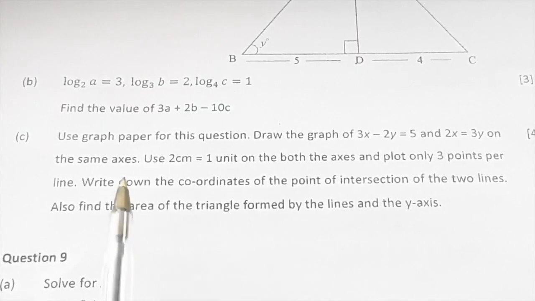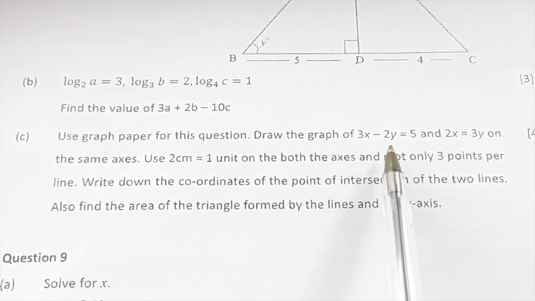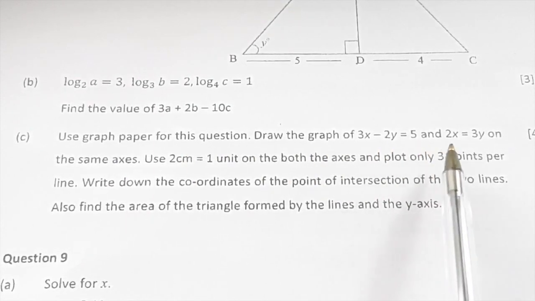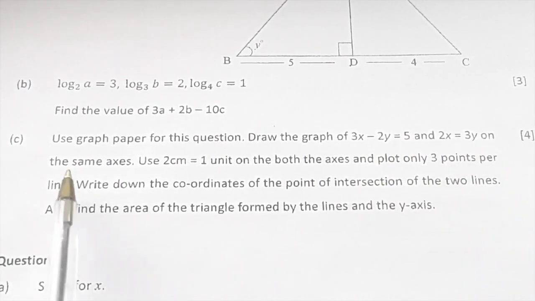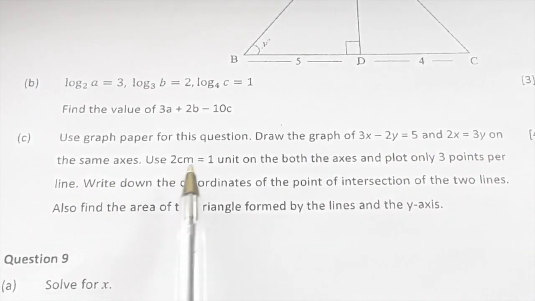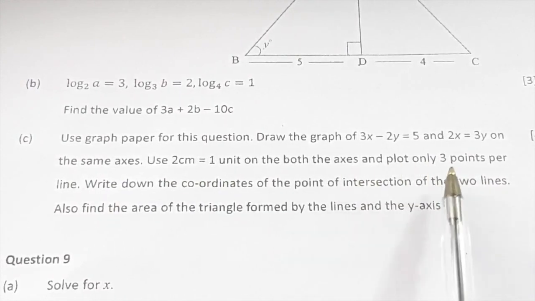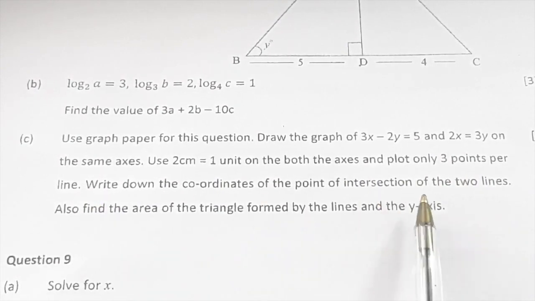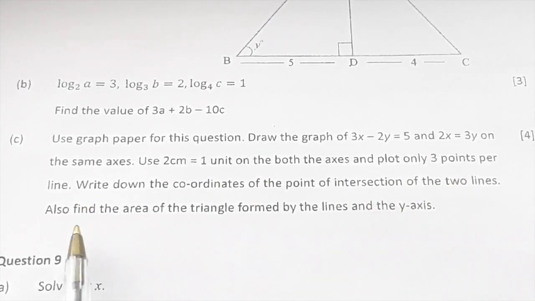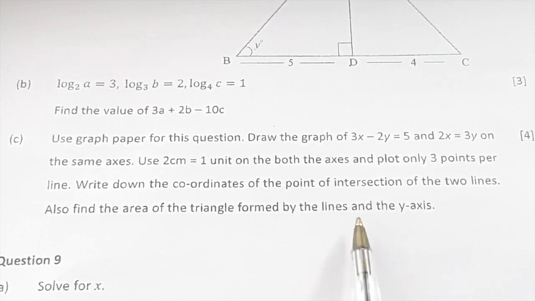8c. Use the graph paper for this question. Draw the graph of 3x minus 2y equal to 5 and 2x is equal to 3y on the same axis. Use 2 cm equal to 1 unit on both the axes and plot only 3 points per line. Write the coordinates of the point of intersection of the two lines and also find the area of the triangle formed by the lines and the y-axis.